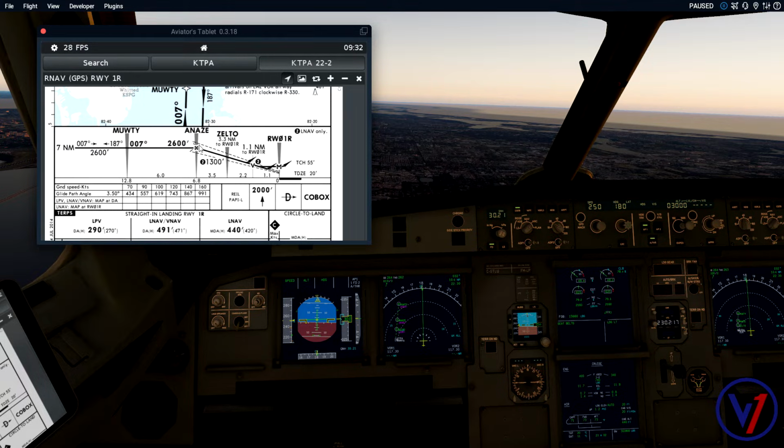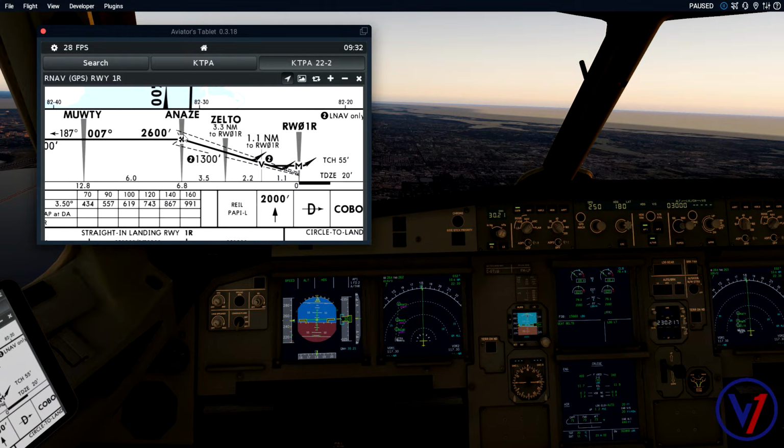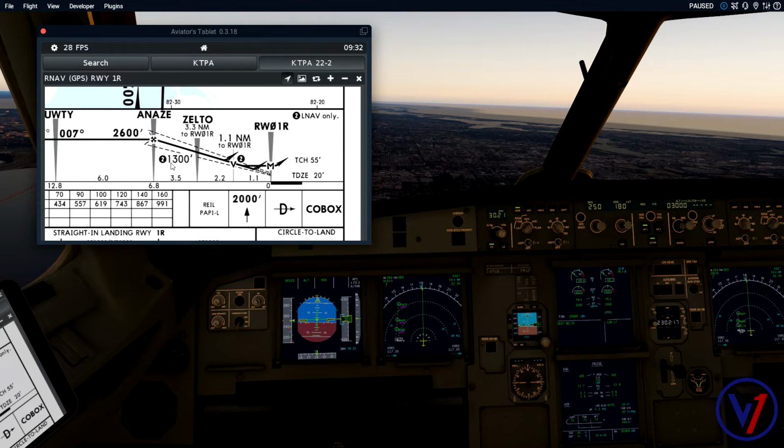As we look at our profile view here of the RNAV approach, we can see the symbology is relatively the same. We have our final approach fix indicated here by the Maltese cross. We have an intermediate fix here going down to our missed approach point of Zelto. We also have another waypoint here. It says 1.1 nautical miles from 01 right, and there's a V there. We'll discuss that in a minute. We have a couple of numbers here, a 2 and a 1. We'll talk about that. And then we have an M.